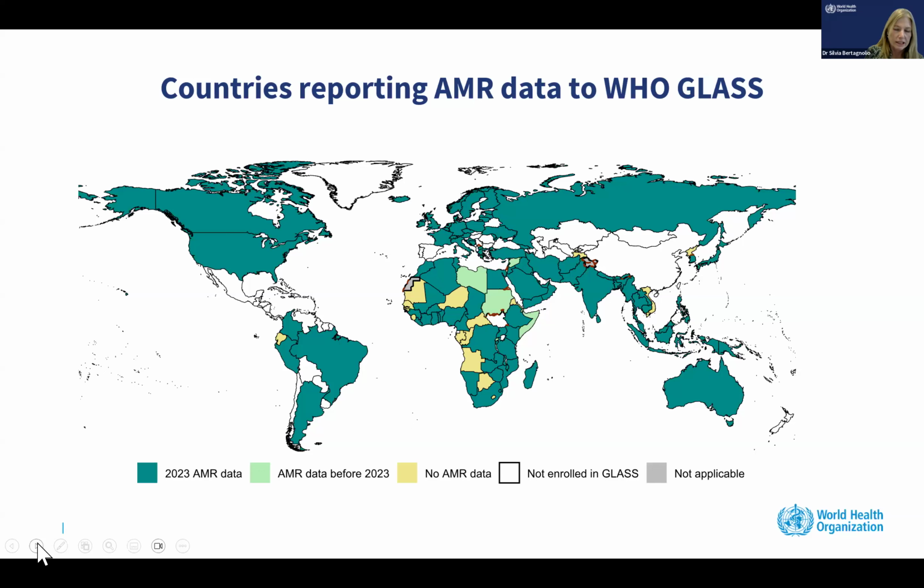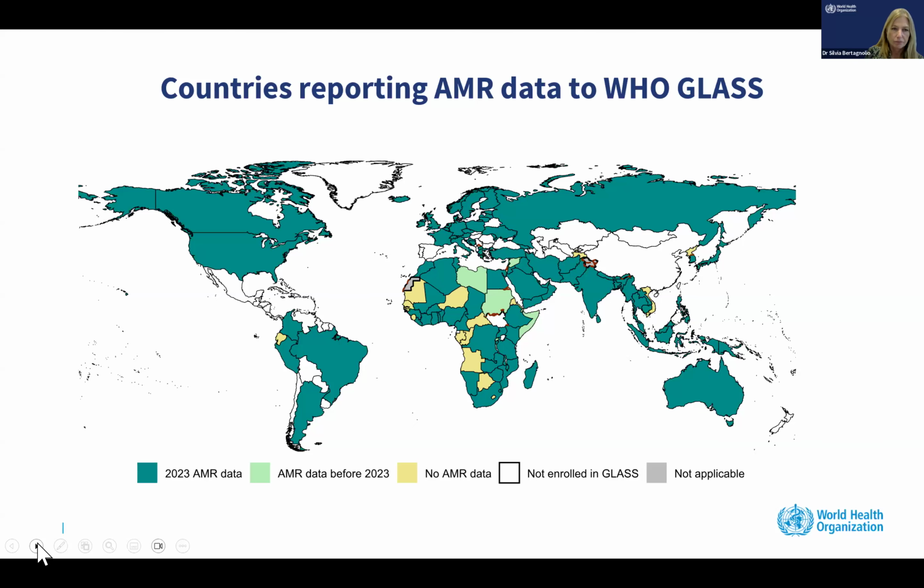So WHO collected data, as I said, on antimicrobial resistance from 2016 until now. You can see in this map the countries that have reported the latest data year, which is 2023, in dark green. In the light green, you see the countries that have reported data in previous years. And then in white or yellow are countries that have not yet reported any data on antimicrobial resistance to WHO.